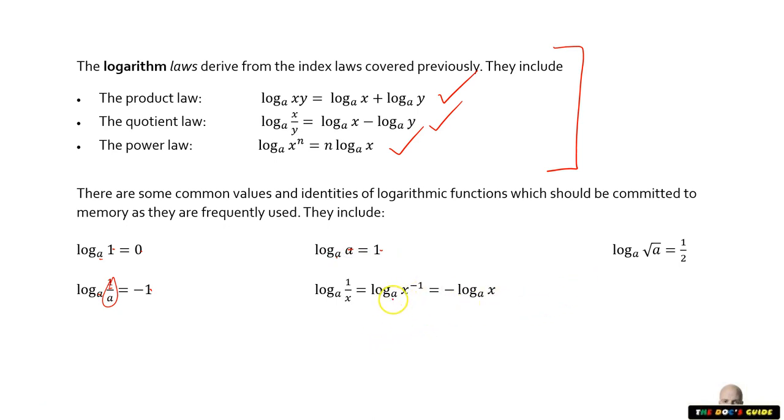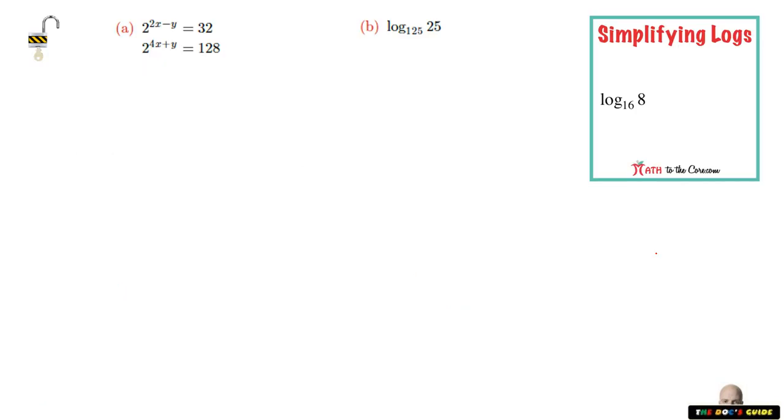Coming back here to our case of log base a of 1 on x being log base a of x to the minus 1, if we use the power rule, we can bring the negative out the front. And similarly, log base a of square root of a is a half. So let's have a look at a couple of examples.